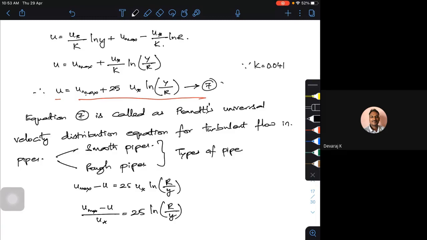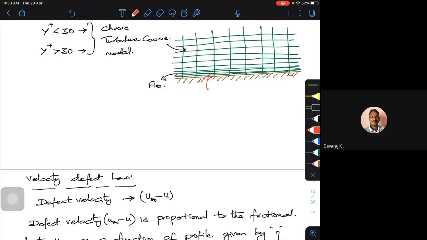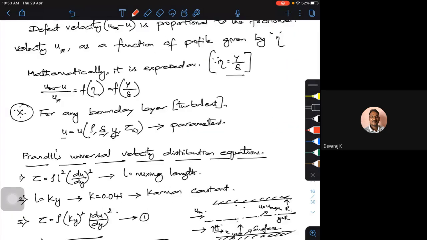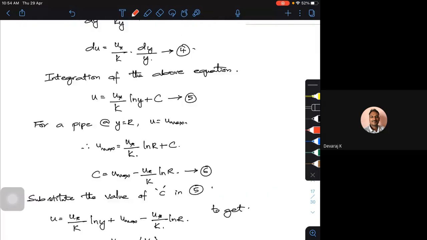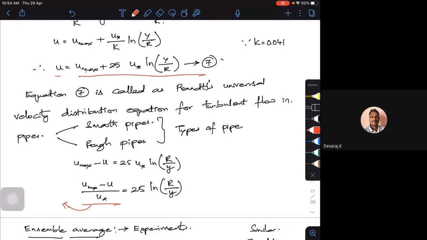What is this actually? If you go back and see, we have defined the velocity defect law. Mathematically it shows the relation with respect to y by delta. So I am trying to get a similar kind of equation. This is based on the velocity defect law, trying to build it only for pipe flow.